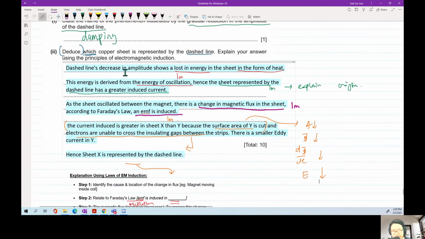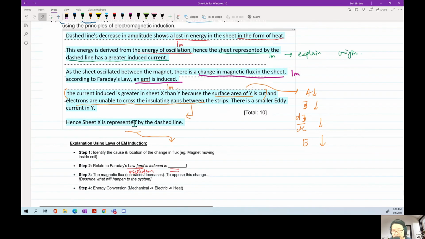That the dashed line shows a loss in energy in the form of heat. The heat is from the energy of oscillation. So the dashed line should have a greater induced current. How do we know there's induced current and how do we know which induced current is bigger? There's induced current because from Faraday's law, when the sheet oscillates, there's a change in flux. However, the flux change in sheet X is bigger than sheet Y because in Y the surface area is cut, and a bit extra, electrons cannot cross the insulating gap. So there's a smaller current in Y. So then you just deduce sheet X, represented by the dashed line. All right, that's it.